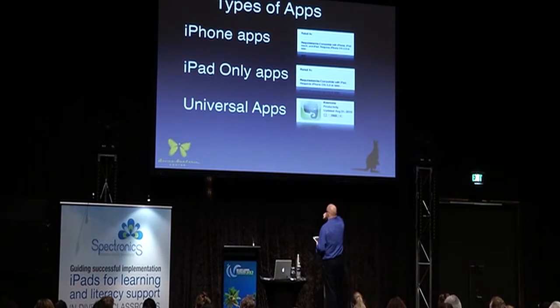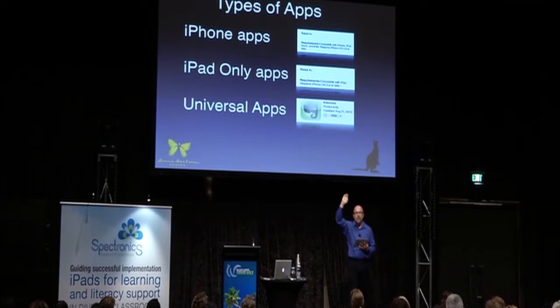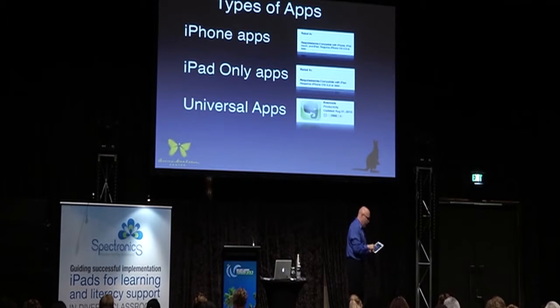Usually they'll say they're universal apps, but if you look in the upper right, you'll see a little gray box with a plus on it. That's kind of a visual indicator that it is a universal app. So if you want to take a look at that when you're purchasing, you would look for universal apps.